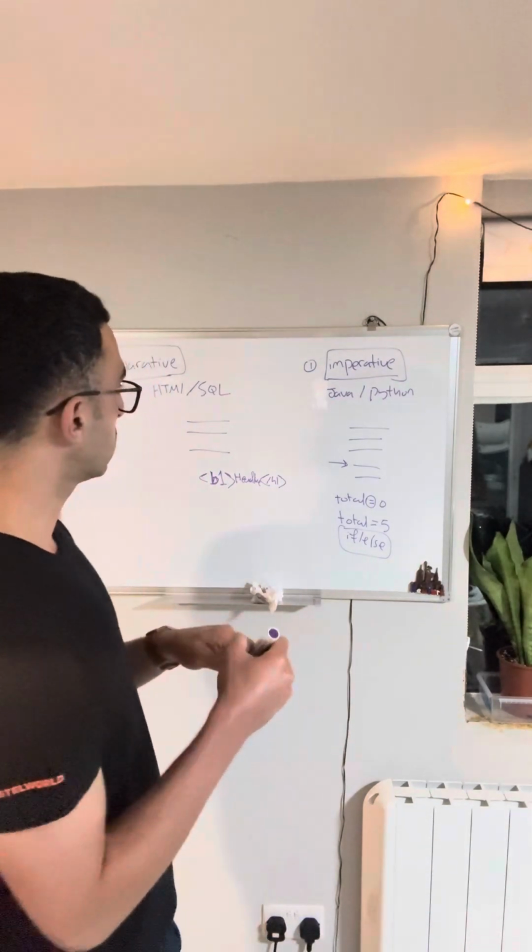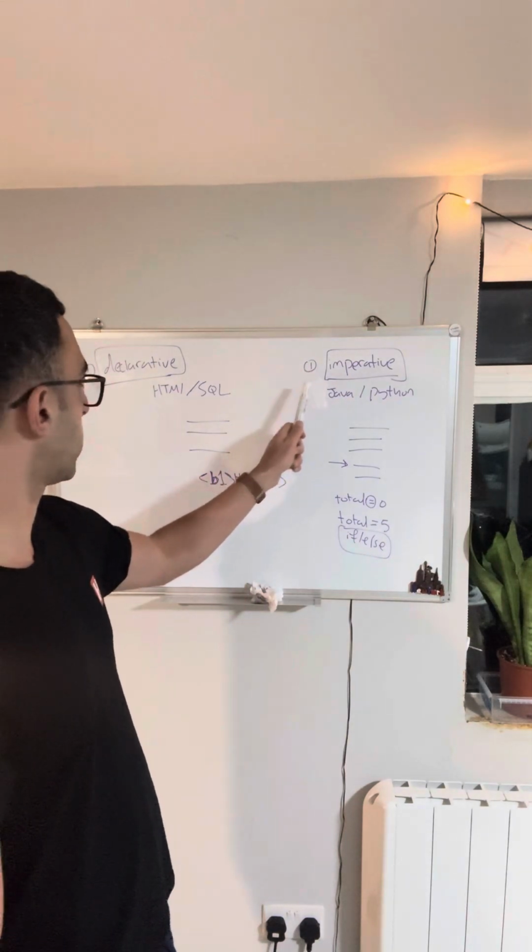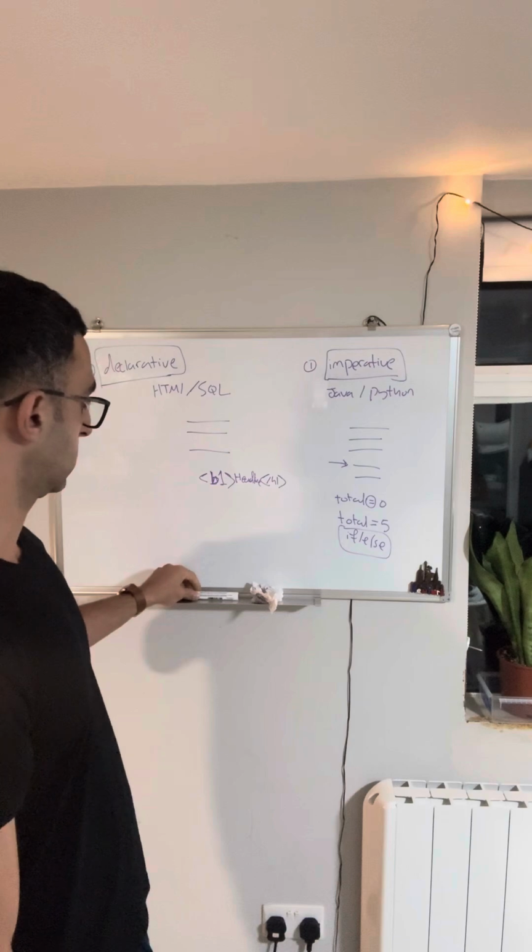So these are the main two categories of programming languages and code. One is imperative, the other is declarative.